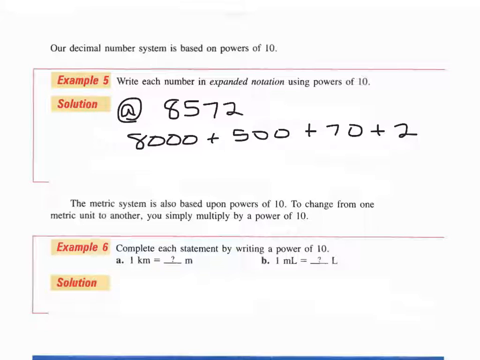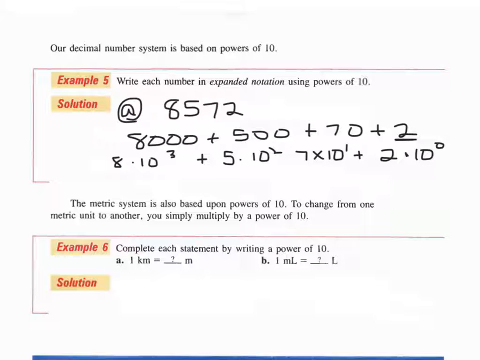So over here, if I start backwards, we know anything to the 0 power is 1. So for the 1's place, you're going to do 2 times 10 to the 0. And for the 70, it would be 7 times 10 to the 1st. For the 500, 5 times 10 squared. And for the 8,000, 8 times 10 to the 3rd. So that's how you would write it in expanded notation using powers of 10.